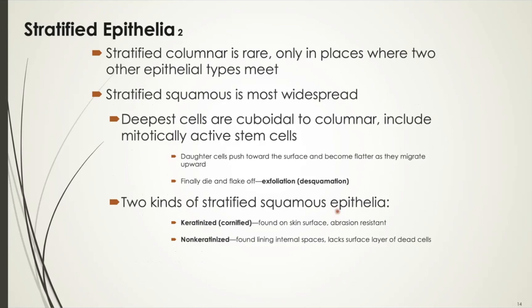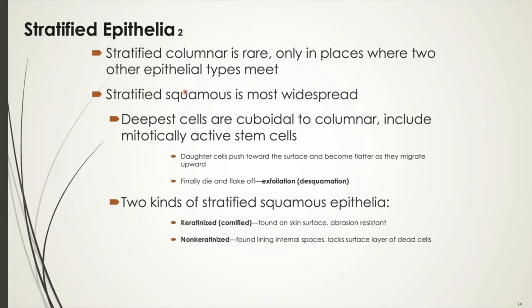So first, your stratified columnar, it's rare. It's only in places where two other epithelial types are going to meet. So your stratified squamous is going to be the most widespread. So if I were to ask you, what's the most common stratified epithelium? Well, it's going to be the squamous. That would be the answer.